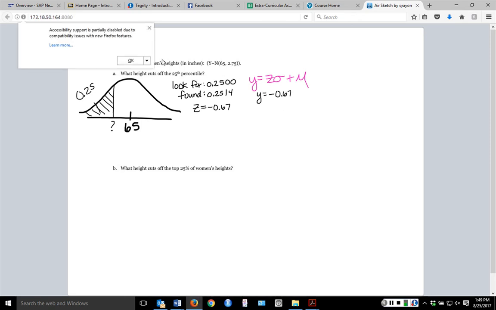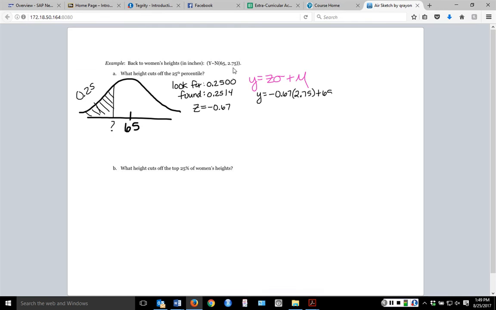Sigma is given to us in the problem with this 2.75. Then the mean was also given to us in the problem, the 65. And when we do that math, that's how we got 63.16 inches. So I could then say that 25% of women are 63.16 inches or shorter. So that one we got through in class, but I wanted to start there as well.